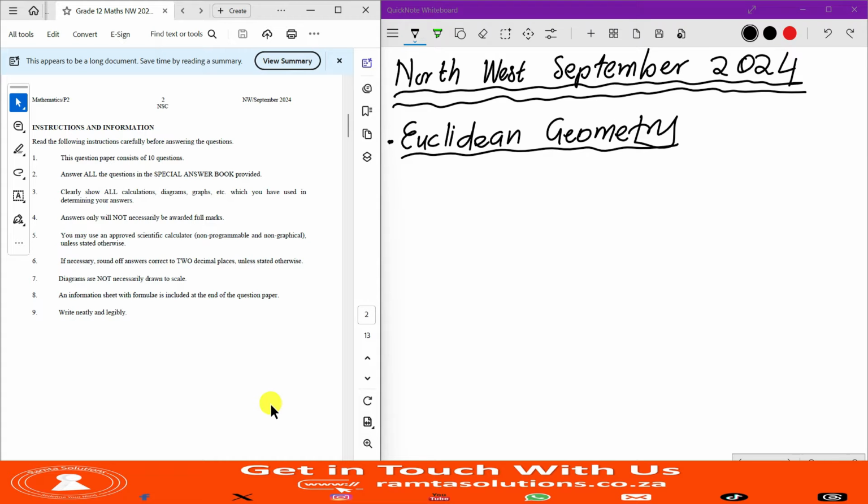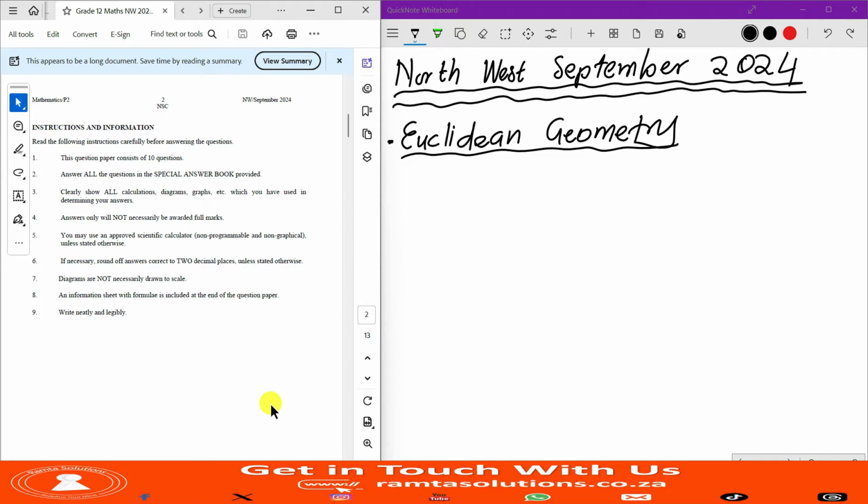And then instruction 6, should you happen to find values of certain lengths, it says, if necessary, round off answers correct to 2 decimal places unless stated otherwise. Instruction 7, diagrams are not necessarily drawn to scale. So don't try to measure a length to get its approximate size, okay?